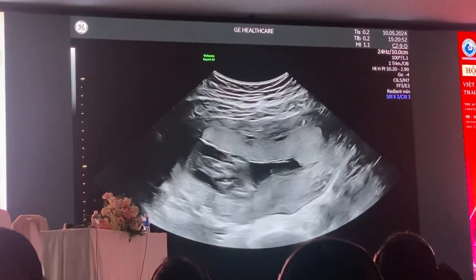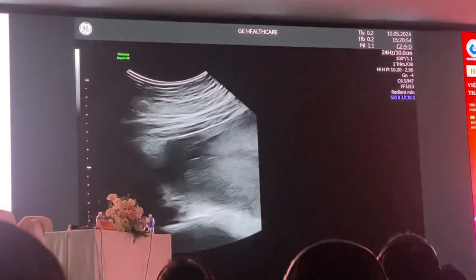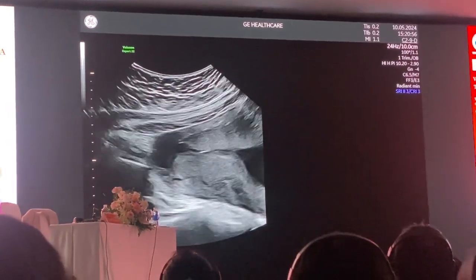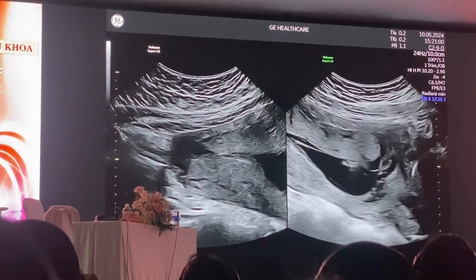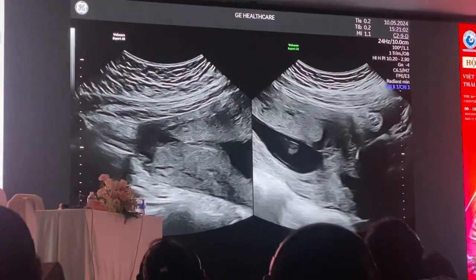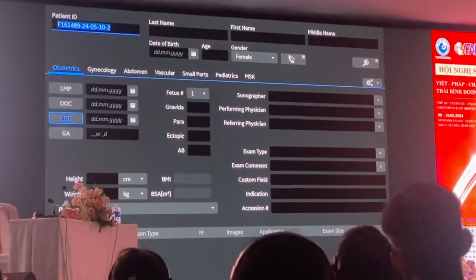So I've done my sweep and a transverse section to the fundus. I then do a split image, and then I just follow it right down to the placenta of the anterior wall, and I can see the cervical canal. So I save that image.